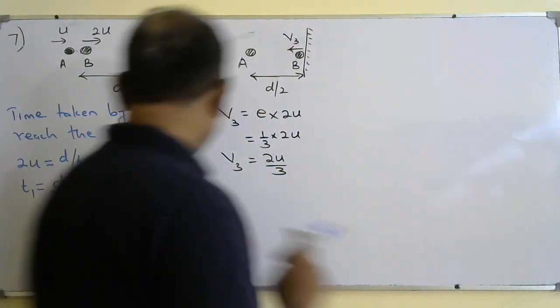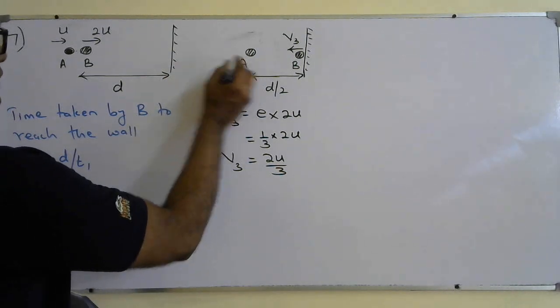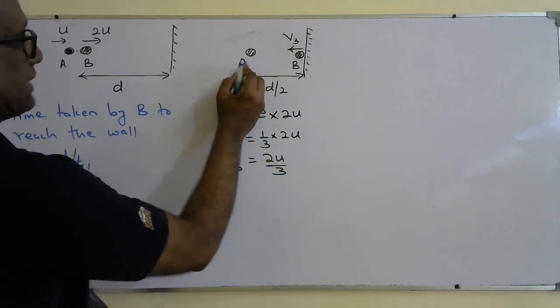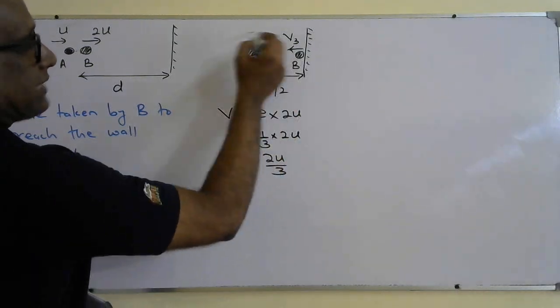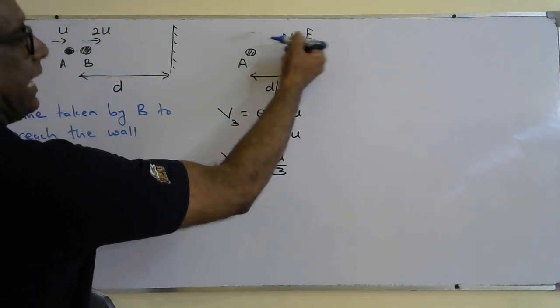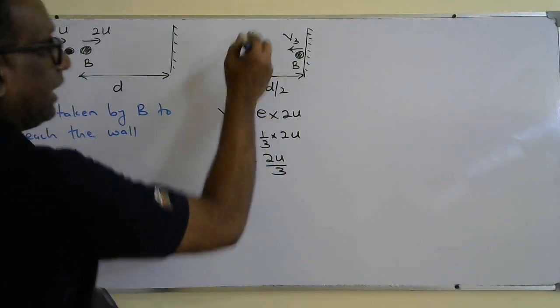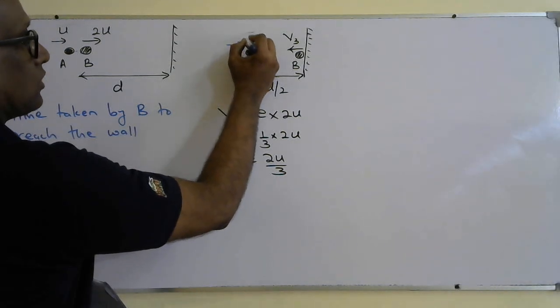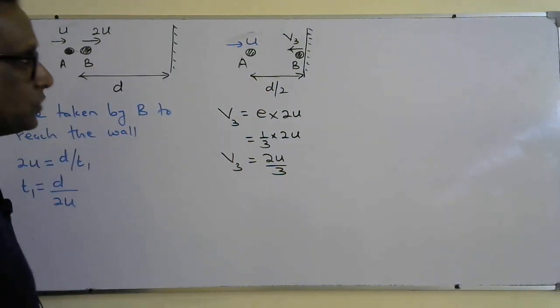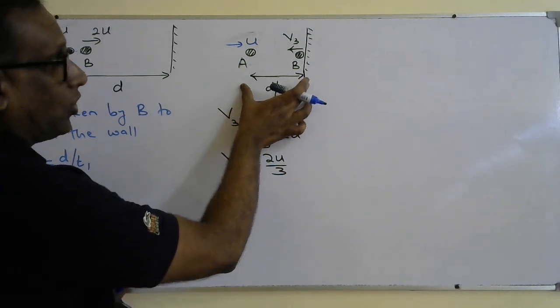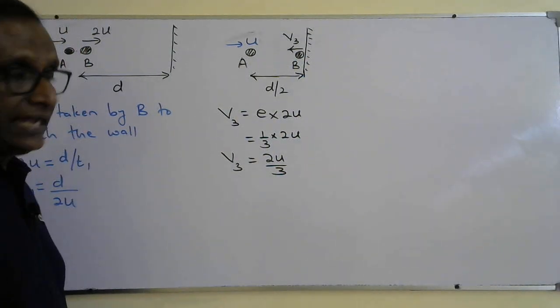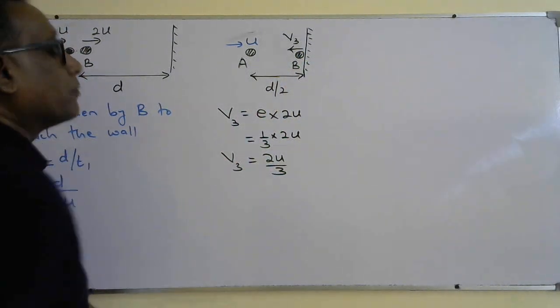During this time, ball A traveled a distance of D by 2 and it is at a distance of D by 2. Okay, now B is traveling towards A at a speed 2U by 3. A has the speed U. Its speed is not changing, moving at U. Now they are going to collide again. How long will it take for A and B to collide again when B bounces off from the wall?